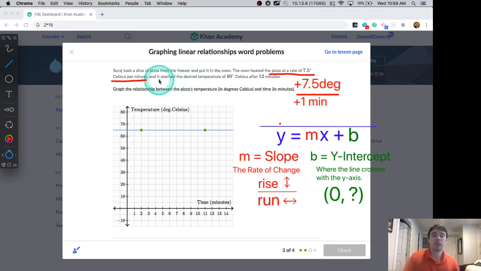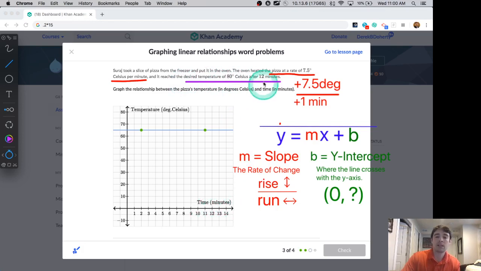The other data point they give us, if they just tell you the slope but you don't know where the pizza starts at temperature, you can't make a graph. So they need to tell us something else about the relationship. They don't give us the y-intercept, the beginning temperature of the pizza. They continue to make these challenging by giving us a different point. So in purple, I'm going to underline this data. Not at the beginning, but after 12 minutes, we know the pizza has an 80 degrees Celsius temperature.